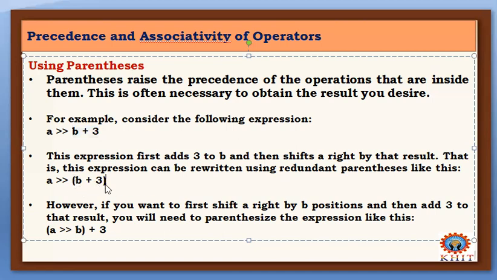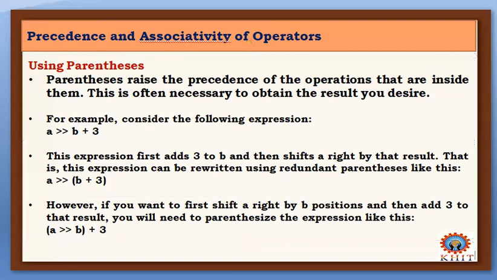But if you have clearly mentioned a bracket, it is evident that what is inside the bracket will be executed first. So if you have a bracket around A right shift B, then this is evaluated first and after that it is added to 3. So that is the precedence and associativity.